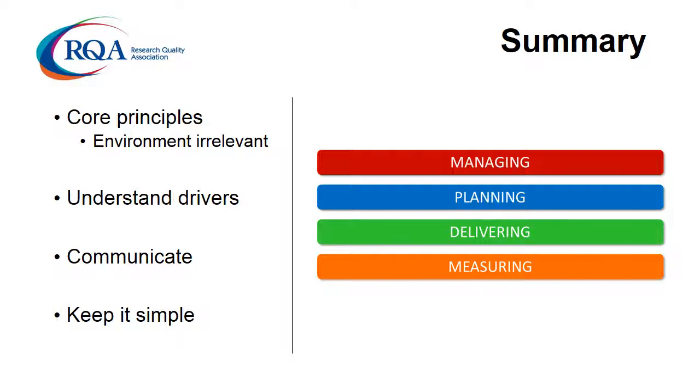These core principles of managing, planning, delivering and measuring provide structure for any quality system, regardless of the environment or organisation. What is critical is understanding the drivers to implement a quality system so it can be built to meet those needs. It's vital to keep all the stakeholders involved and to keep the system relevant to the circumstances of each individual organisation and to keep the quality system simple.